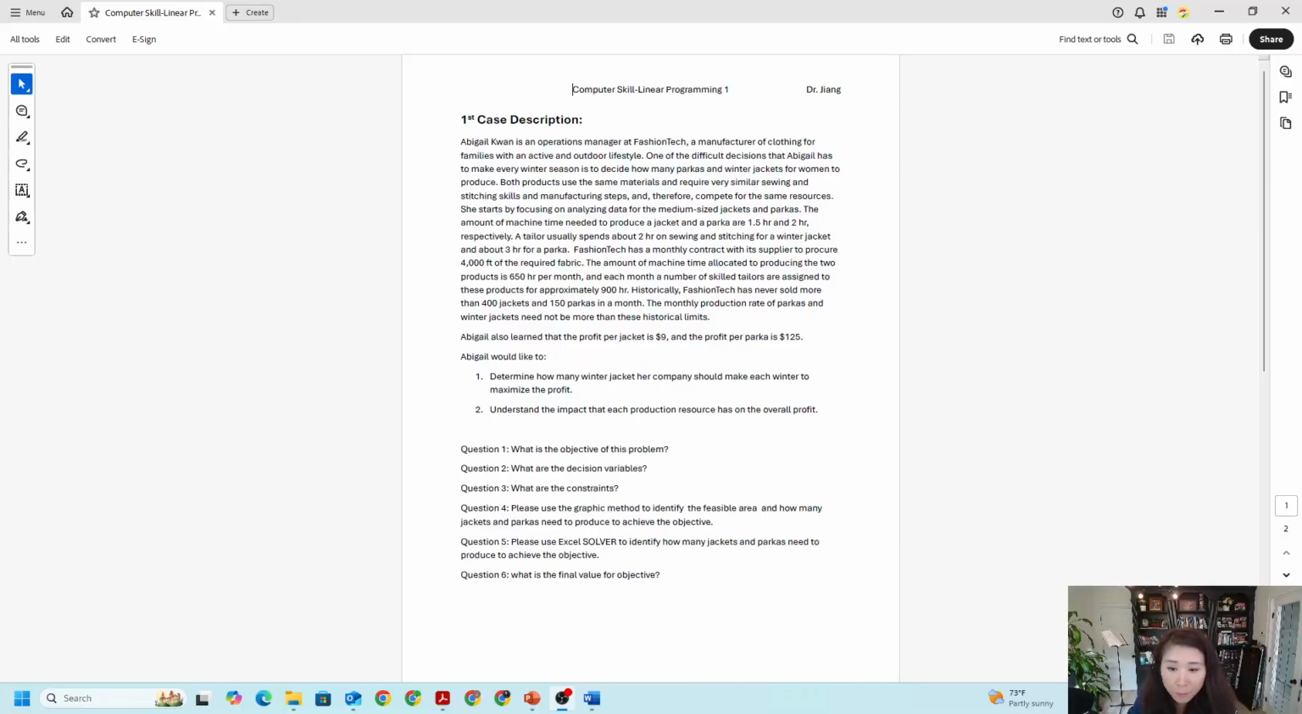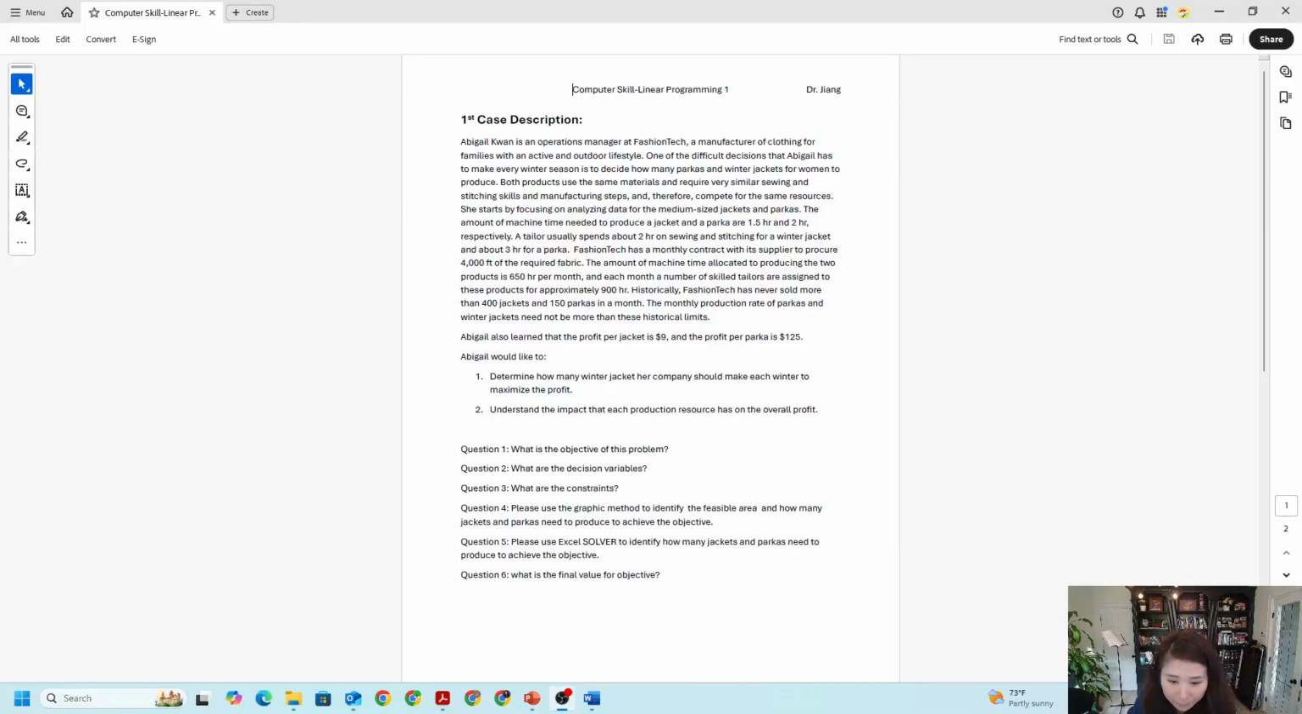So for instance, the jacket needs 1.5 hours of machine time, and the parka needs 2 hours of machine time. And for the tailor, the jacket needs 2 hours of sewing time, and the parka needs 3 hours of tailor's time, right? And then also we know for these two resources, the machine time and the tailor time, they have an upper limit, right? So the machine time cannot be over 650 hours, and the tailor's hours cannot be over 900 hours, right? So now we identify there are two constraints by reading these four sentences.